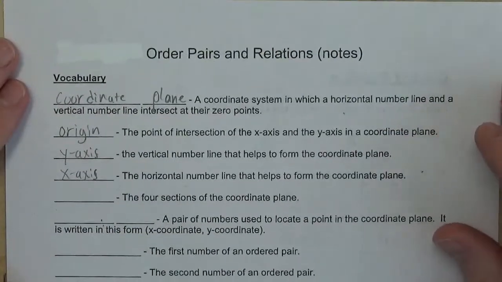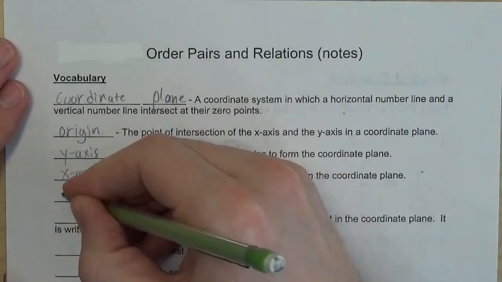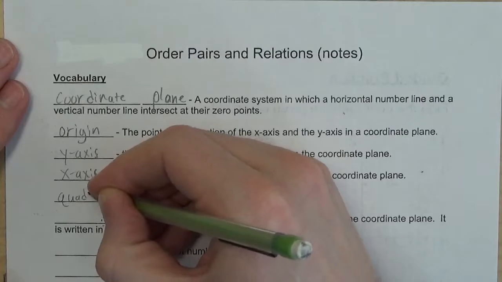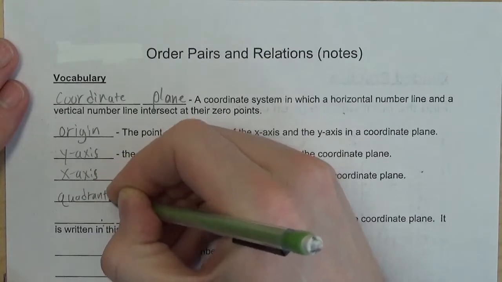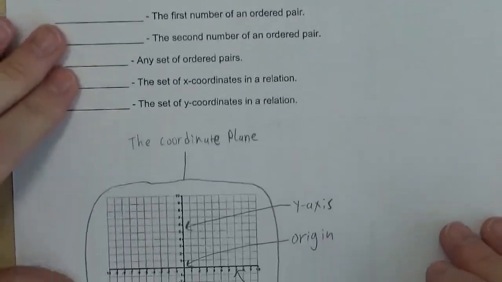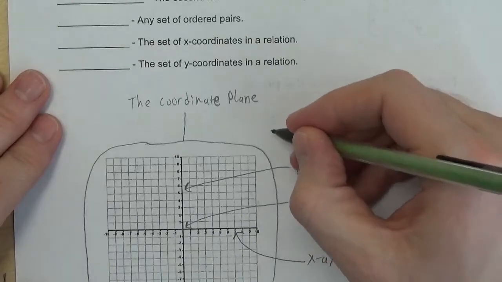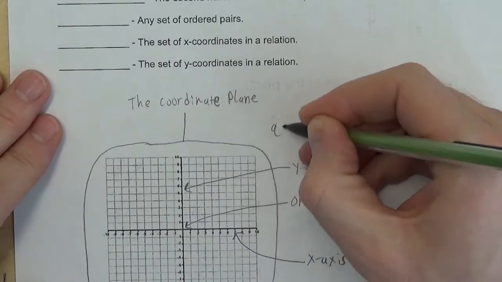The next one here says the 4 sections of the coordinate plane. The 4 sections of the coordinate plane are called quadrants. Quadrant, that prefix quad meaning 4, you'll see that in other words, that means 4. 4 sections of the coordinate plane here. So let's go ahead and write quadrants right here.